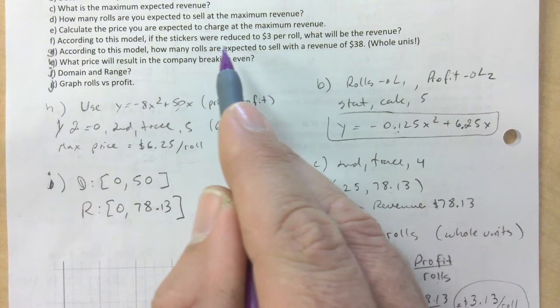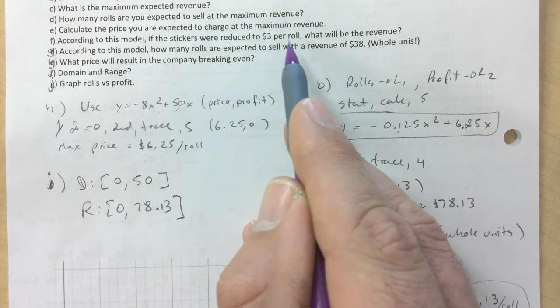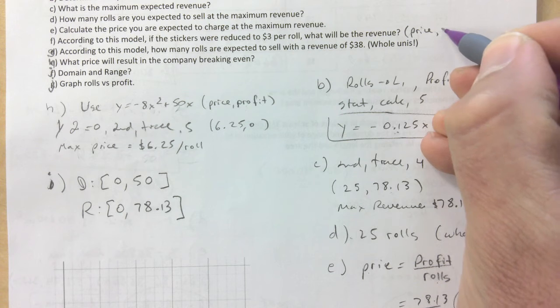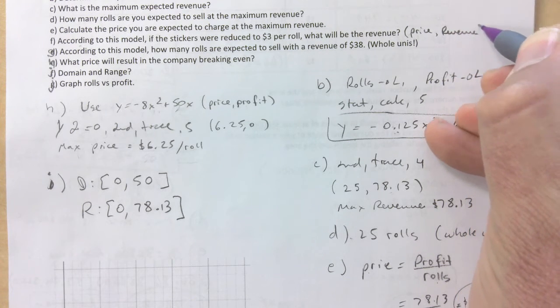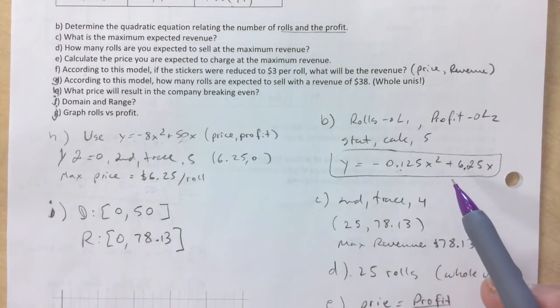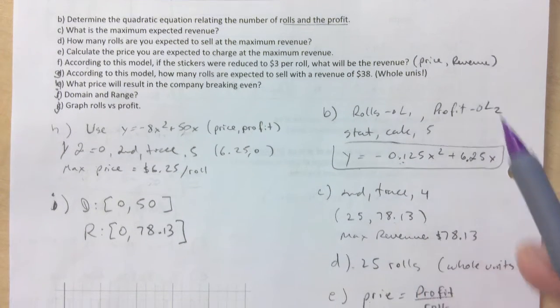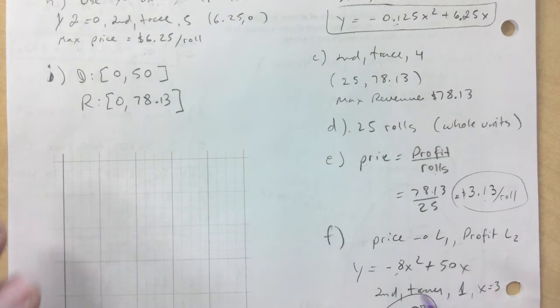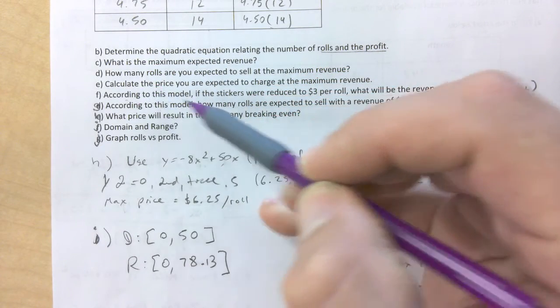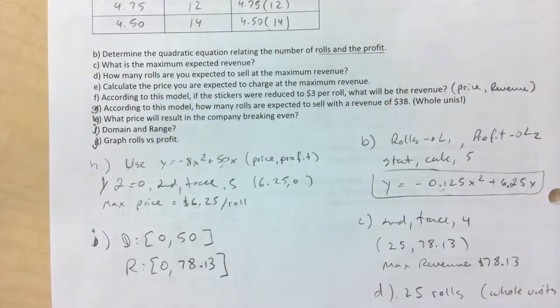According to those models, if the sticker prices were reduced to $3 per roll, what's the revenue? You need price and revenue, right? And you don't have that. You have rolls and revenue up here. So this equation is comparing rolls and profit. Because they're giving me the price per roll and asking what is the revenue you're expecting, well, you don't know how many rolls you're selling at that point. I guess you could keep going down, reducing this to 325 till you get there, like you keep doing this chart, but it's just too tedious, right?